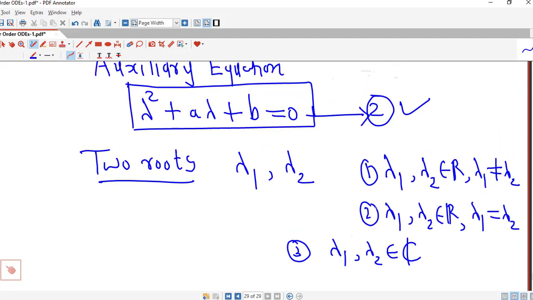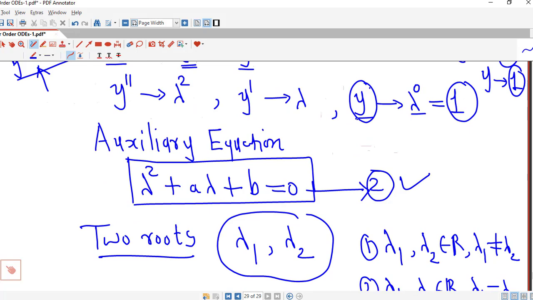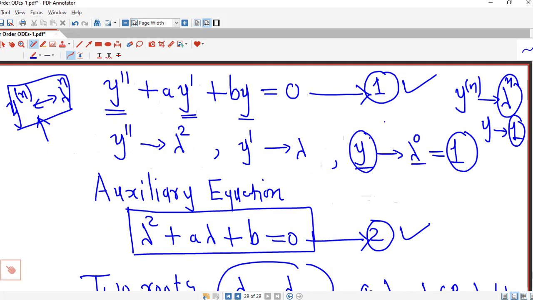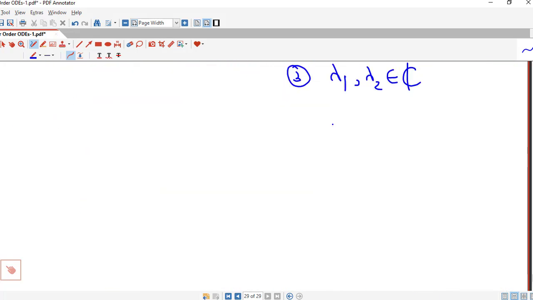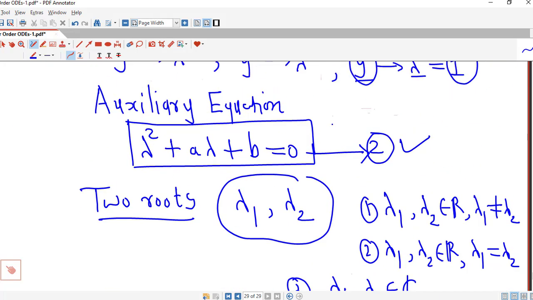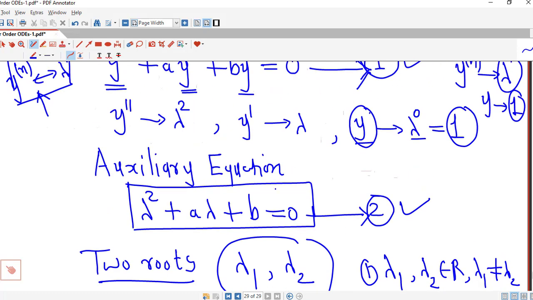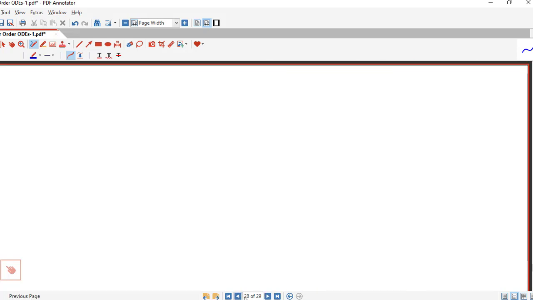So depending upon the nature of these two roots of the auxiliary equation, we have different formulas for the general solution of this equation number 1. So we are going to discuss these three cases one by one. So we start with the first case.